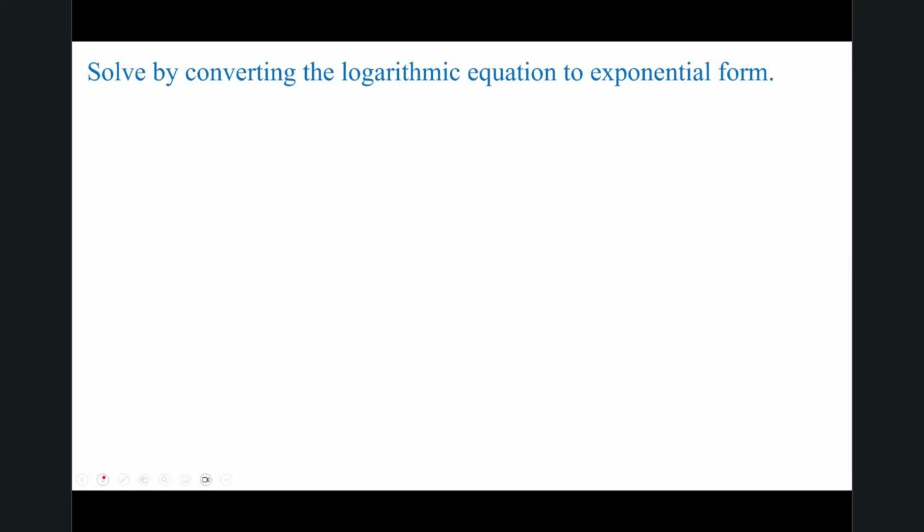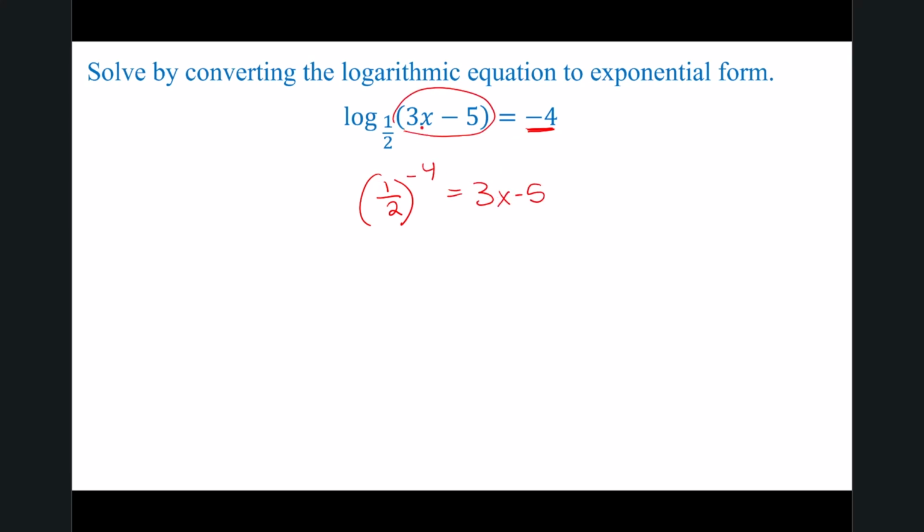Let's try another one. Solve by converting the logarithmic equation to exponential form. I have log base 1/2 of 3x minus 5 equals -4. To write this in exponential form, the base is 1/2. The exponent is what comes on the other side of the equal sign, so -4, and then equals the argument of the log function. So what are we taking the log of? So I have 1/2 to the -4th equals 3x minus 5.